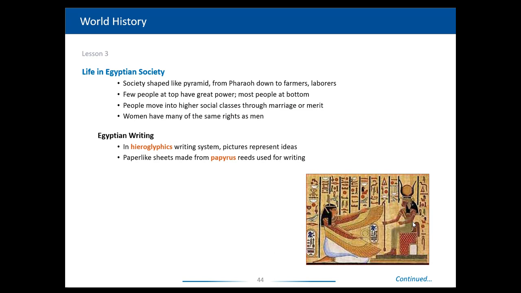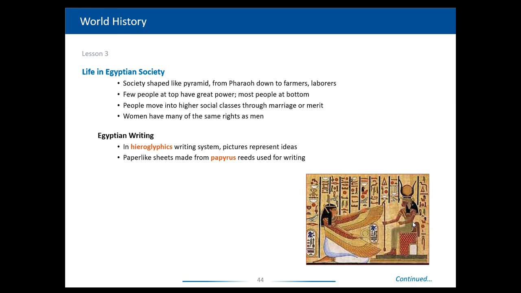Life in Egyptian society. Society in Egypt was shaped like a pyramid, from the pharaoh down to the farmers and laborers. A few people at the top have great power. Most people were at the bottom. People move into higher social classes through marriage or merit. Women have many of the same rights as men.